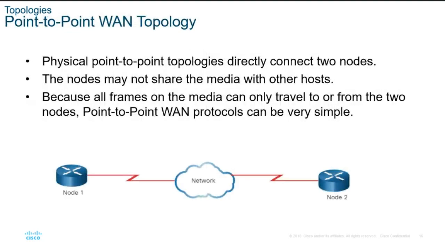When we say point-to-point topology, it directly connects two nodes, so it is limited to just two nodes. The nodes may not share the media with other hosts, because all frames on the media can only travel to or from the two nodes, so point-to-point protocols can be very simple. So there is just node 1 and node 2. That is why it is point-to-point topology.